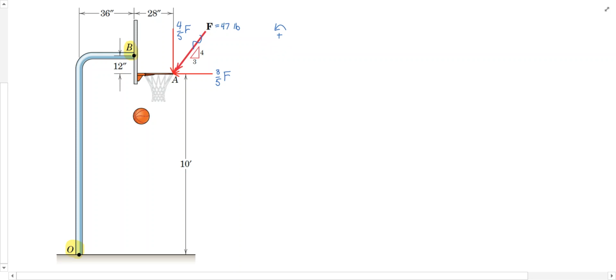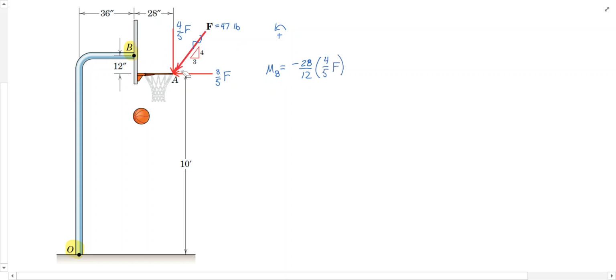Okay, so let's start by taking a moment around B. So the moment around B is equal to: the vertical component is going to act through a 28-inch moment arm to produce a clockwise moment, which is negative in my system. So that's a minus 28. And I'm going to go ahead and divide by 12 so that we compute our moments with units of pound-feet. I know these dimensions along the top here, and this 12-inch, are given in inches, so I'm going to divide by 12. So minus 28 over 12, and then the vertical part, which is 4/5 of F.